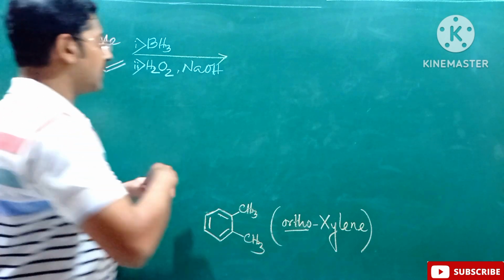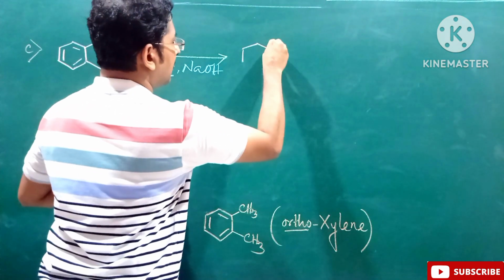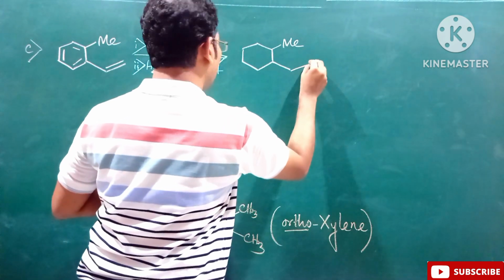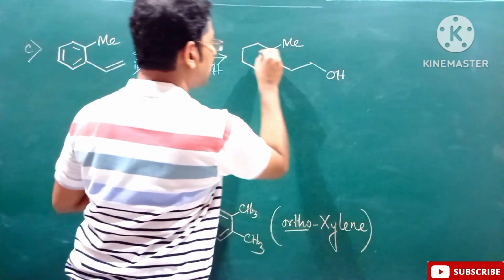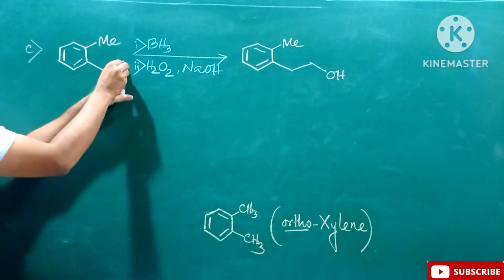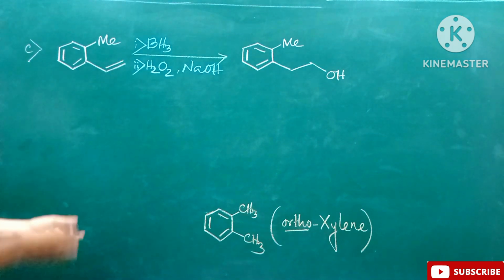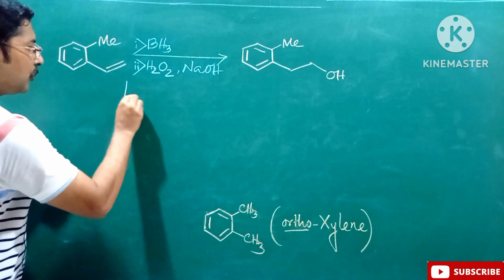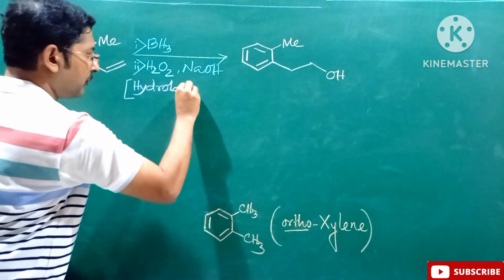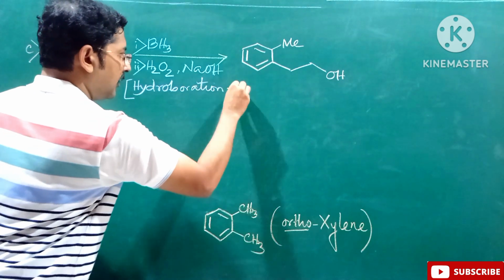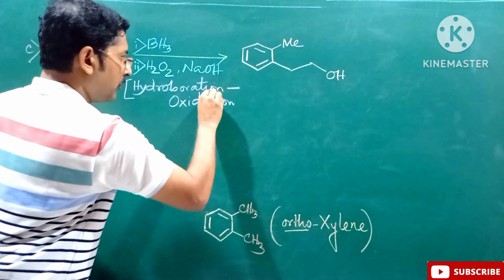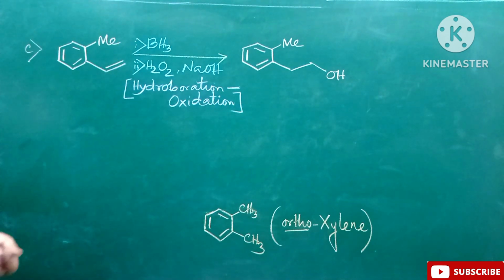And what will happen in the hydroboration oxidation reaction? The OH group will be attached at the less substituted carbon, right? This one. That is, the OH group will be attached at the less substituted carbon. So this is actually the hydroboration oxidation reaction: hydroboration, then oxidation.